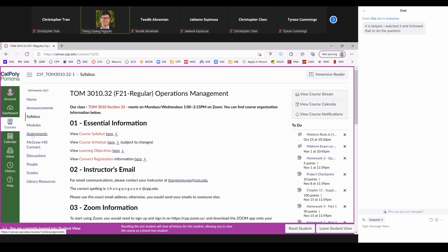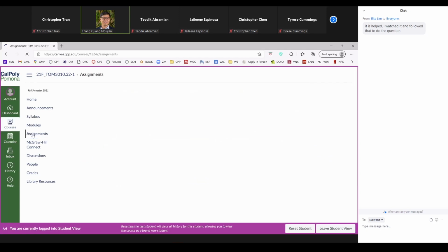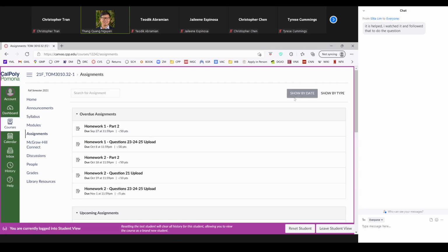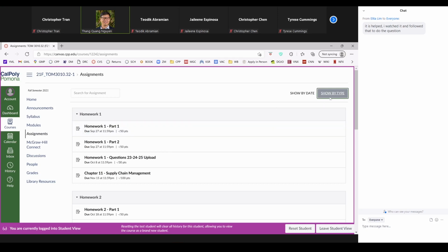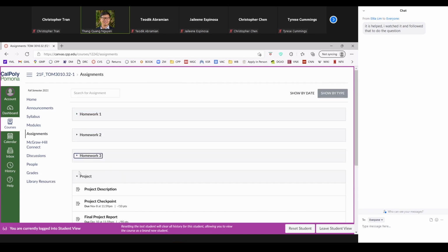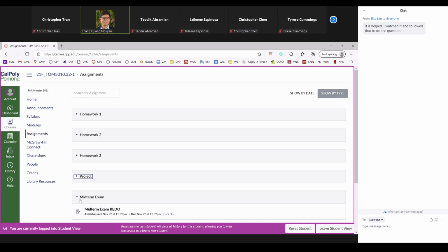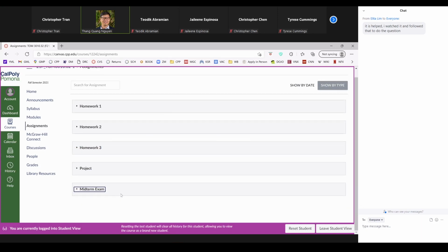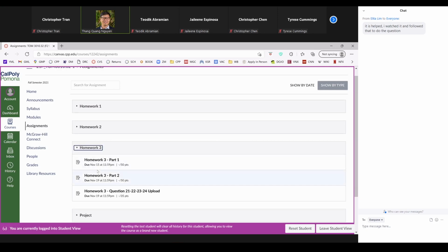So when you click on Canvas, right, click on assignments. And then sometimes by default, they show by date. I recommend you to show it by type, because by showing by type, we have homework 1 clearly as one piece, right? Homework 2, homework 3 as another piece, the project itself as another piece, the midterm exam as another piece. And then you can drop it down to see more details in it, right?